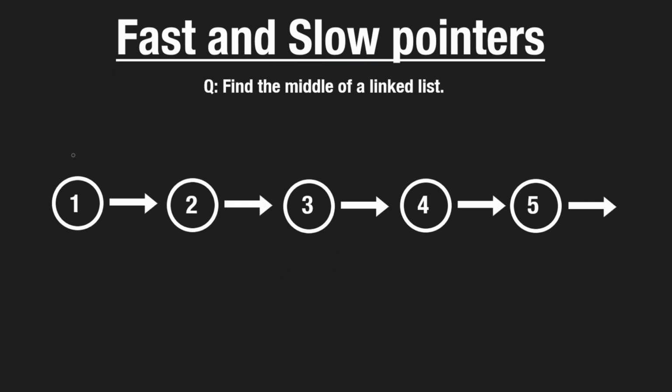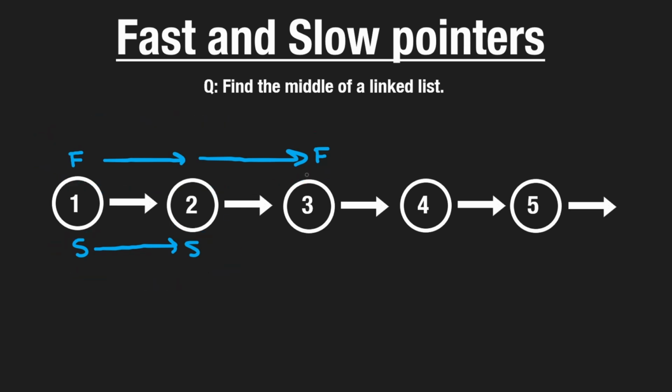The idea is that we have two pointers, a fast pointer and a slow pointer. We initialize them at the head of the linked list. Now on each iteration of the loop, we're going to take this fast pointer and shift it by 2 spaces. That's why it's the fast pointer. The slow pointer is going to be shifted by 1 space each time. That's why it's the slow pointer. The fast pointer is clearly twice as fast as the slow pointer.